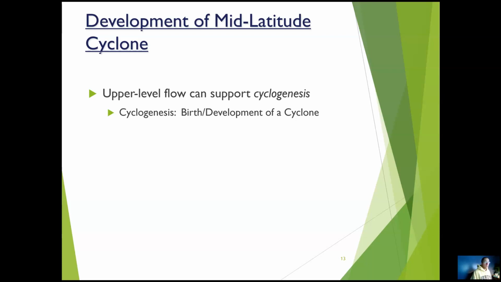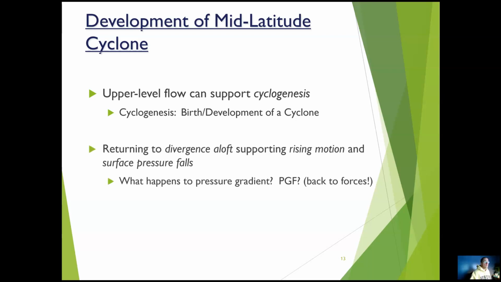So what we established in the previous video is the idea of the coupling between the surface and the upper levels. That different flow in the upper levels can support cyclogenesis. This divergent flow that occurs out ahead of a trough in the upper levels helps to instill rising motion throughout the troposphere and deepen a surface low pressure system. And so the term here is cyclogenesis. Genesis is birth of, and so we're talking about the birth of a cyclone.